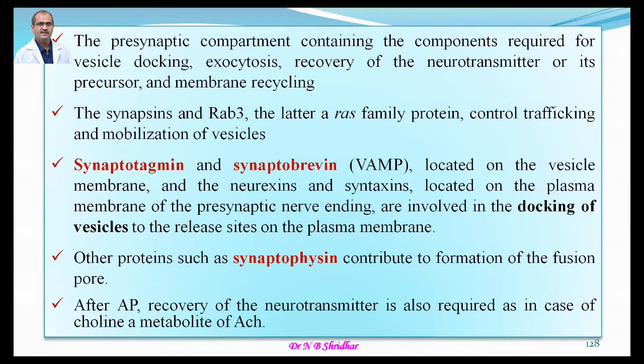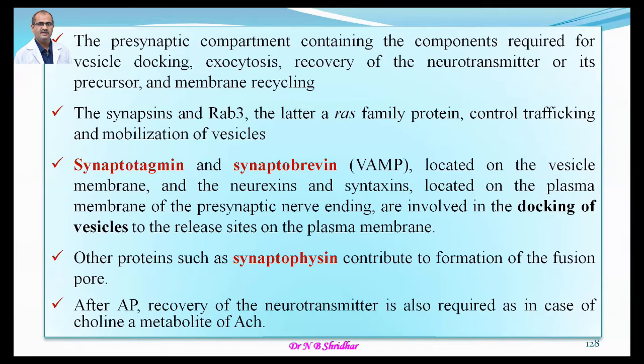Then the presynaptic compartment contains the components required for vesicle docking. So here is a new term, known as docking. Docking means fusion of two vesicles for the rejoining and the synapse.